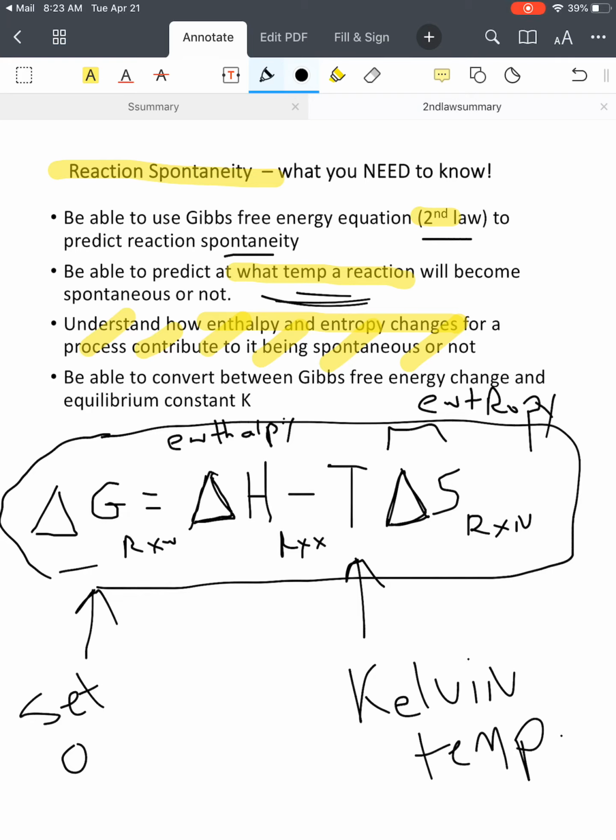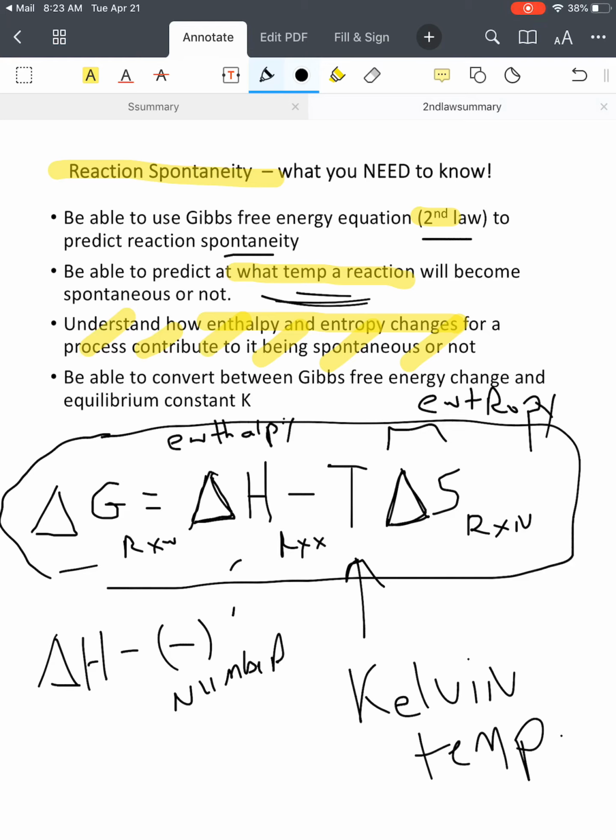So looking at the form of this equation, we'd really like our delta G over on the left to be negative for a spontaneous process. In fact, it has to be negative. So what about the sign on delta H then? Well, if delta H is a negative number, that really contributes to spontaneity, doesn't it? In other words, if we have a reaction which is exothermic, that's good for spontaneity.